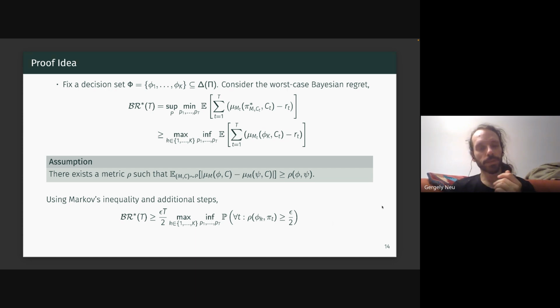Sorry, can I have a question here? Yeah. Maybe you're going to explain this more later, but can you say something about this assumption? What are phi and psi here, and what is rho? Maybe I just missed these definitions.